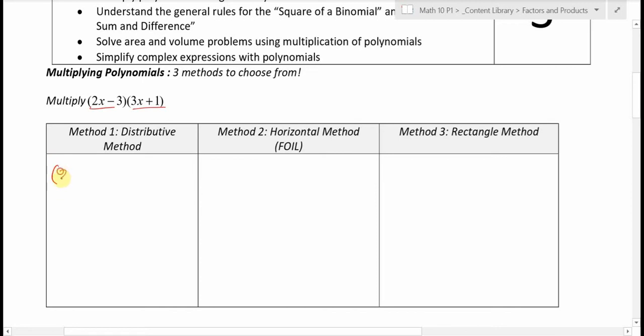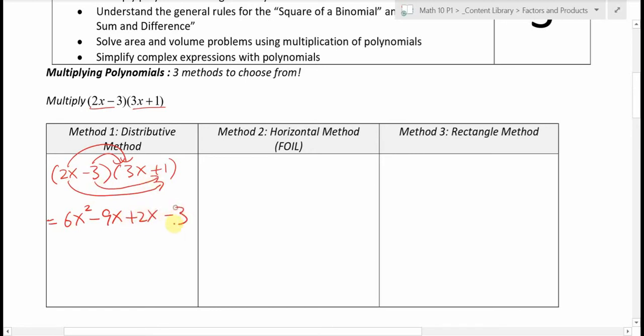This one is basically the distributive property, but with one additional step, because before it was only a monomial. So first, 2x times 3x, you get 6x squared. And then negative 3 times 3x, which is negative 9x. That would be finished if it was only a monomial. But because there's one extra term, we have to multiply those two as well. So 2x times 1 is 2x. Negative 3 times 1 is minus 3.